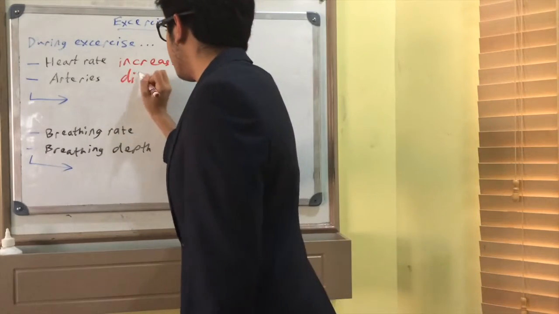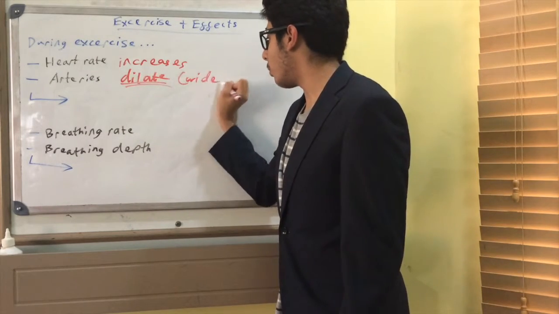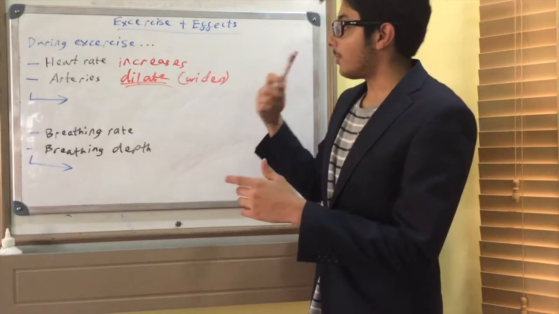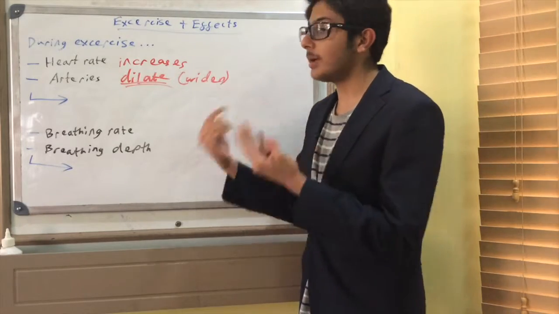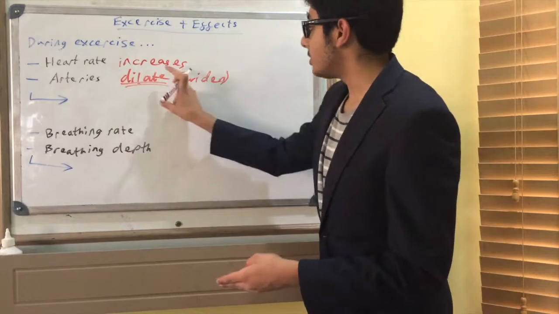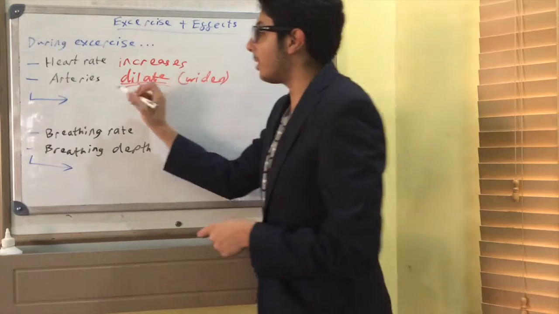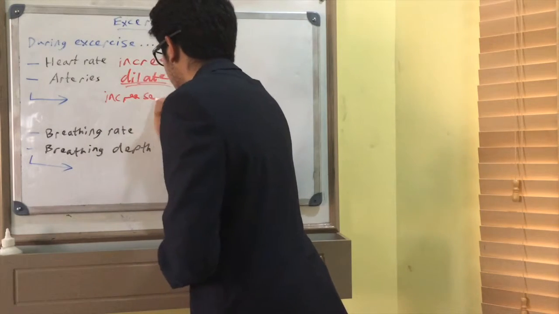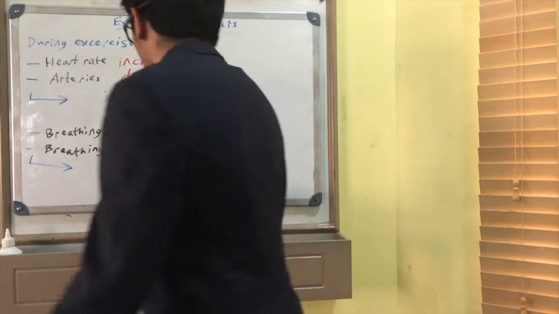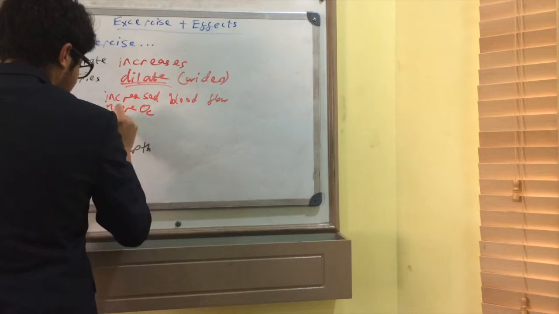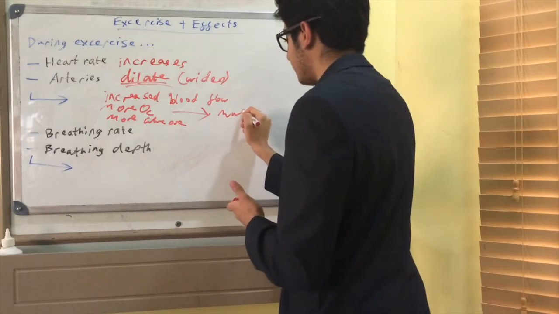Your arteries also dilate. What does dilate mean? Well, your arteries widen. Remember, arteries supply oxygenated blood from the heart to the parts of your body, in this case the muscles, which contract, allowing you to move. So if they are wider, then there's an increased blood flow, or rate of blood flow. So, more oxygen, more glucose can get to the muscles.